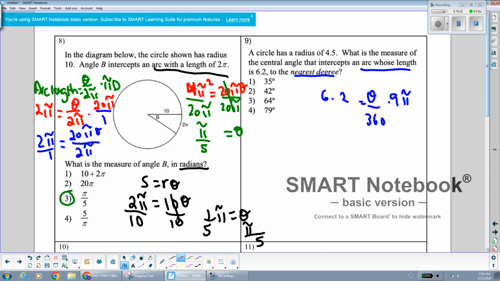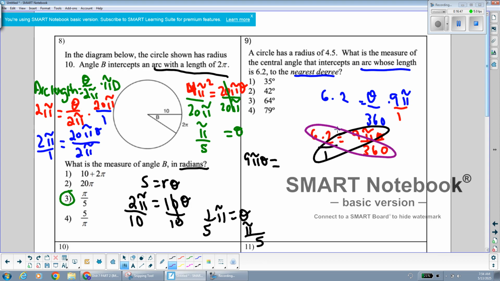So over here, I'm just going to solve, and I'm just going to multiply my fraction across. 6.2 equals 9 pi theta over 360. And then I could just simply put this over 1, and I can cross multiply. So I have 9 pi theta, when I multiply this way, is equal to, let me multiply this way, I have to do 360 times 6.2. And I got this. And then dividing by 9 pi.